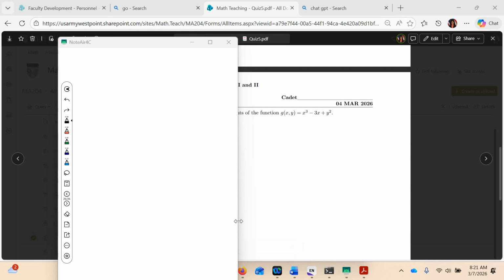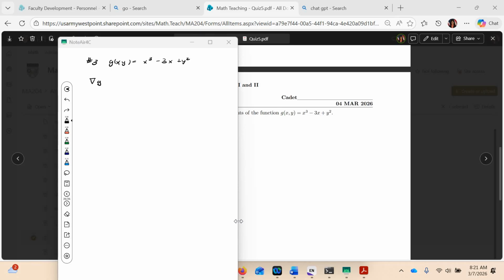All right, last problem on your quiz 5, number 3. This is the most straightforward in my opinion. It's just turning a crank. You have a surface, and you're supposed to classify all the critical points. First step is to take the partial derivatives and set them equal to 0.